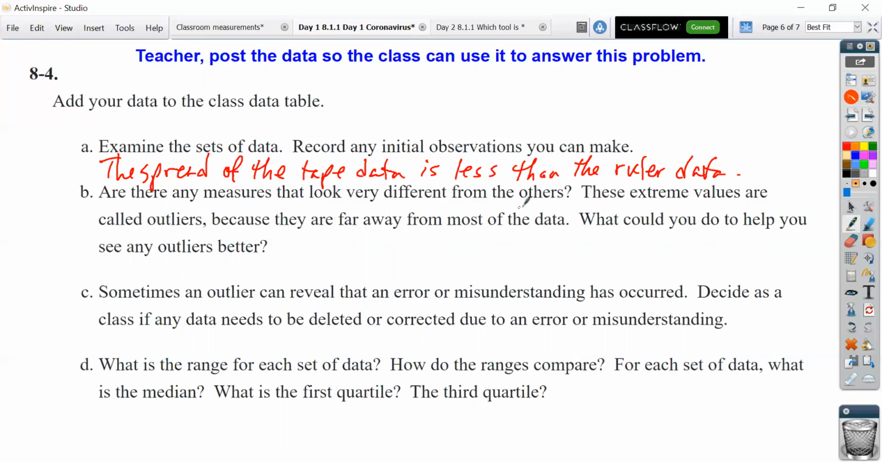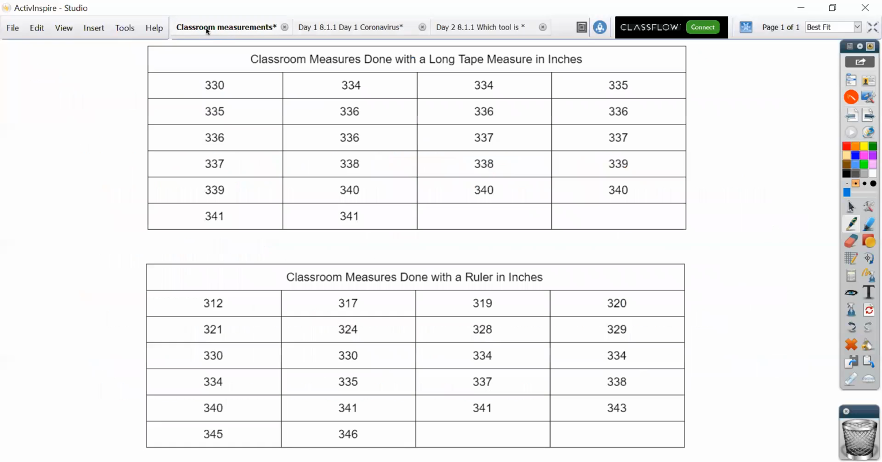Are there any measures that look very different from the others? These extreme values are called outliers because they are far away from most of the data. But what could you do to help you see the outliers better? So when we look at that data, that 312 seems awfully low compared to the 330. But the 312 might not be that low if you look at it only within its own data set, because these are spread out pretty evenly, it looks like, as I go through the data. So 312 could be an outlier, maybe. 330, maybe. I think it's going to depend on a graph, and we're going to have to take a look at a graph.